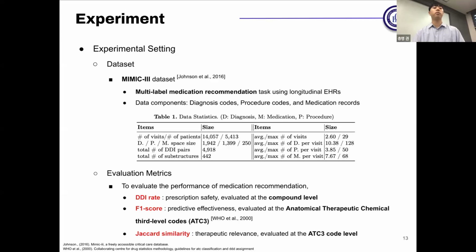To test our framework, we used the MIMIC-3 dataset for the multi-label medication recommendation task using longitudinal EHR. For evaluation, DDI is measured at the compound level, and F1 score and Jaccard are measured at the ATC3 level.